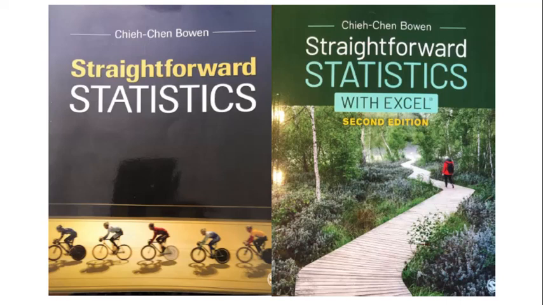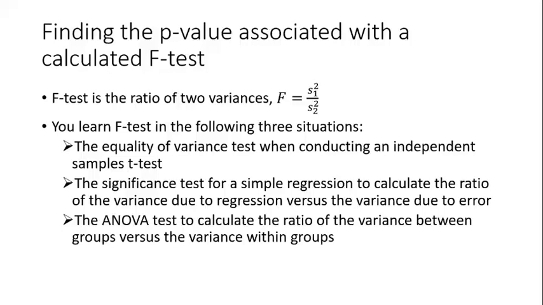This video is to show you how to find the p-value associated with an F-value. As you know, the F-test is the calculated ratio of two different variances. The first bullet point says there are two variances, and we're just looking at the ratio of these two.